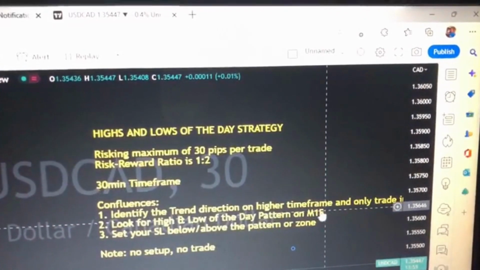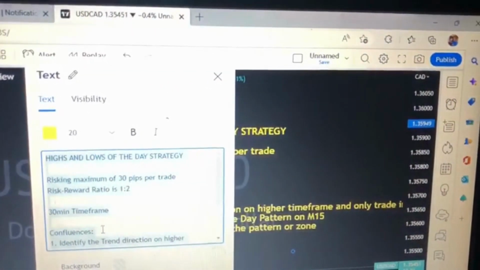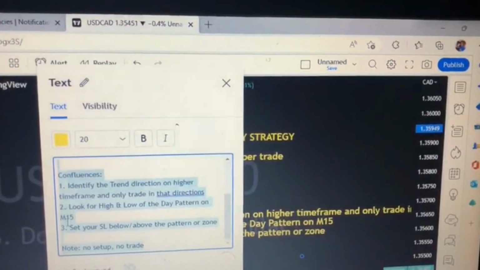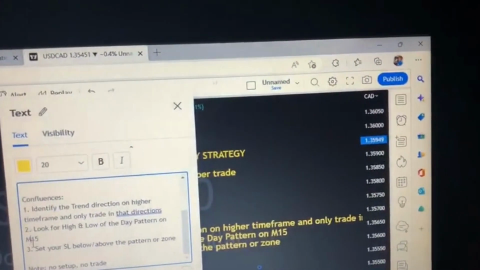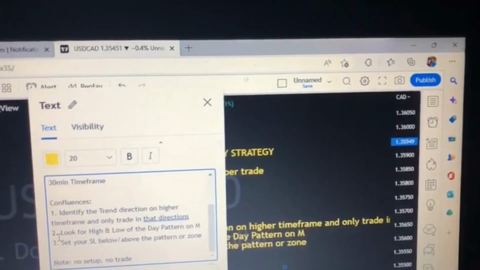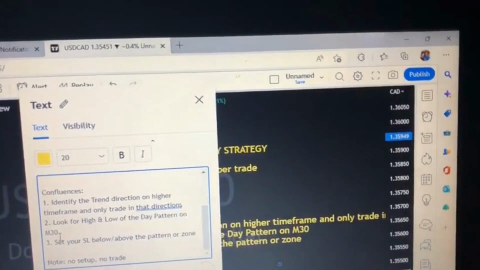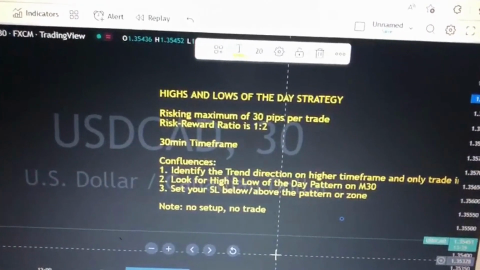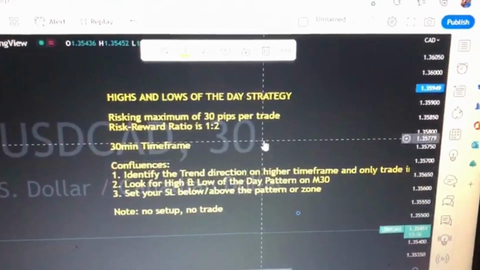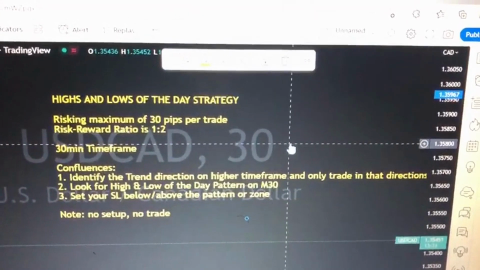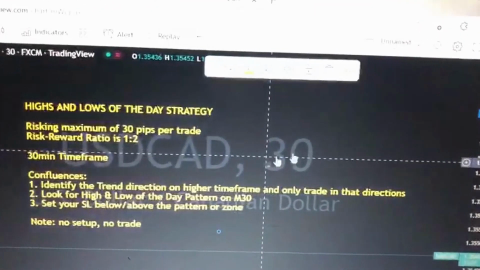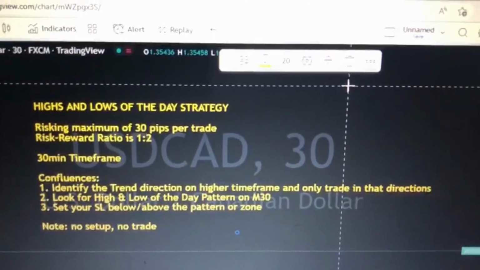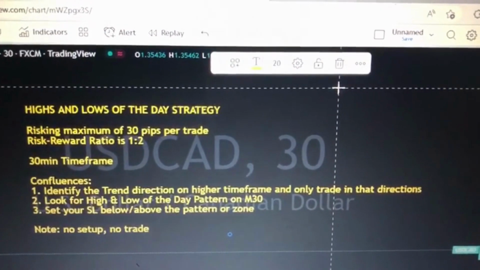Before you even trade this at all, following these confluences will give you more confidence so that you will not trade against the trend. The first confluence is to identify the trend direction on a higher time frame and only trade in that direction.